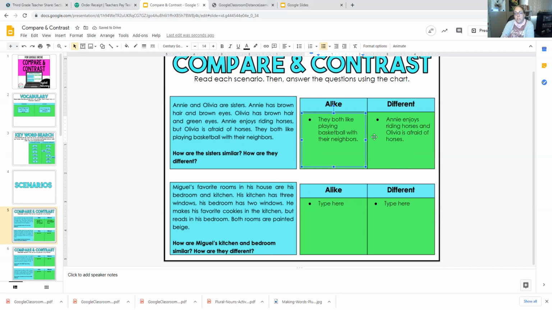Okay, so boys and girls, we identified some clue words in there, and we used those clue words to tell how Annie and Olivia are alike and different. Now we also have two sentences that don't have any clue words. It says Annie has brown hair and brown eyes. Olivia has brown hair and green eyes. So both girls have brown hair. And we get that information from two different sentences. Also, they have different colored eyes.